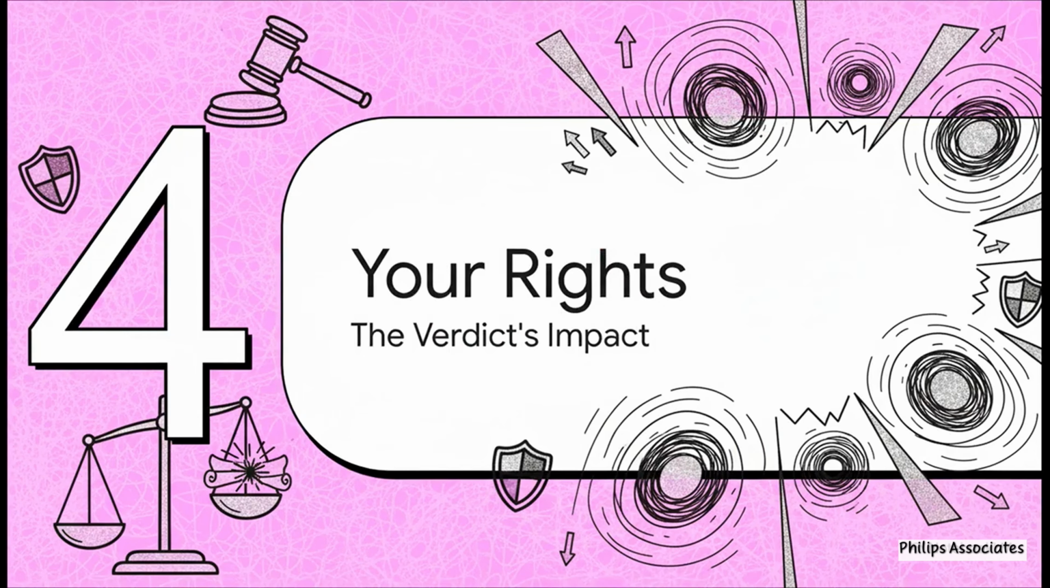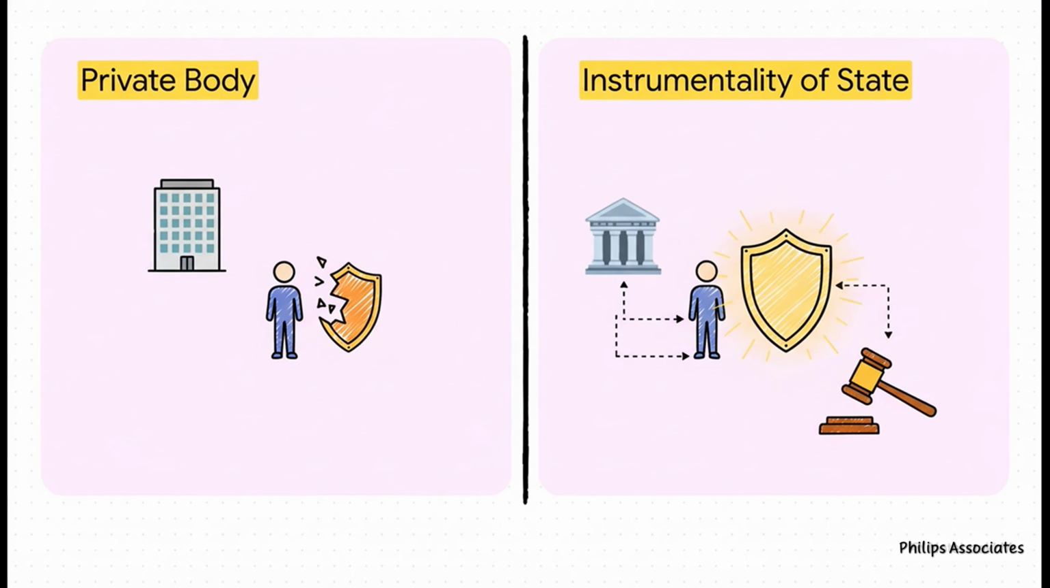Okay, so let's get to the really important part, the big finale. What's the impact? What happens when a court actually goes through this whole process and says, yep, this organization is an instrumentality of the state? This is the big payoff, right here. A normal private company, it doesn't really have to worry about your fundamental rights in the same way. But the second a body gets that instrumentality of the state label, bam, everything changes. It is now required to protect your rights. It's accountable to you, to the public, and to the courts.